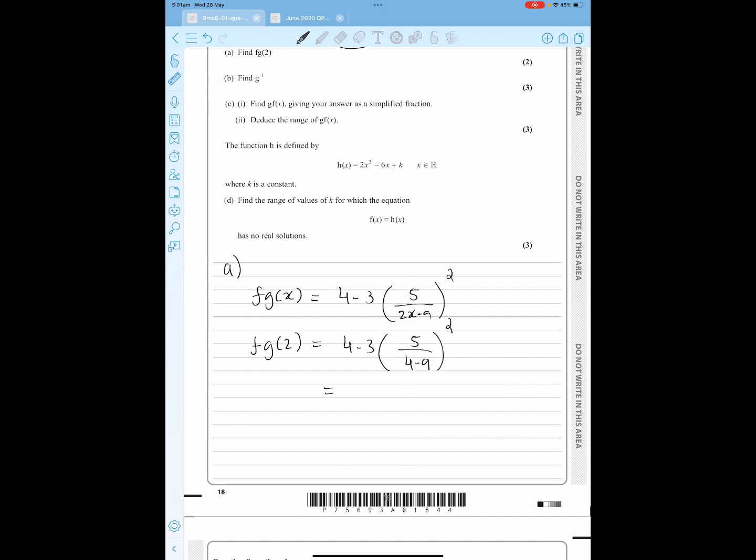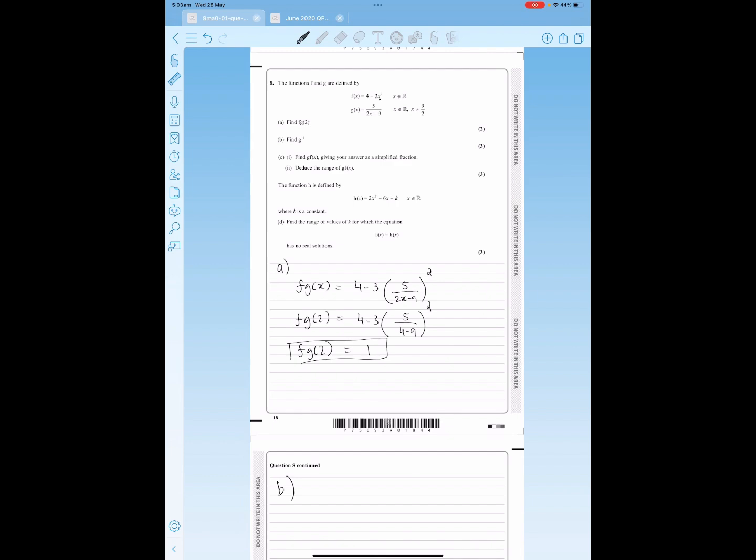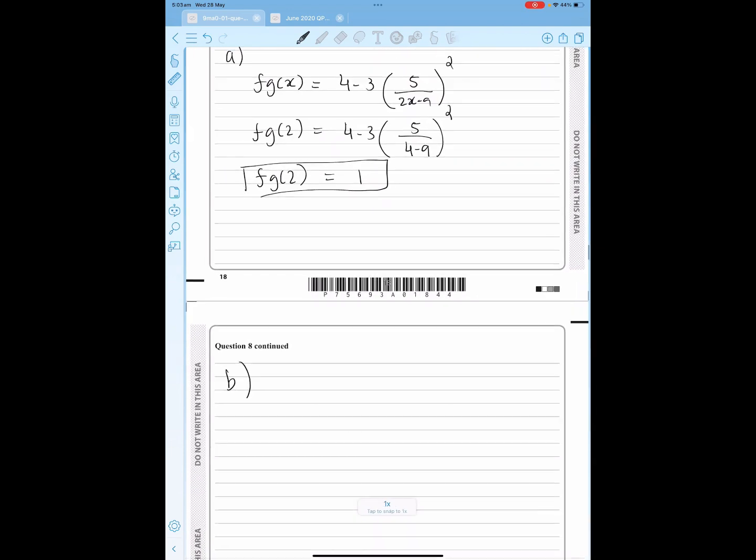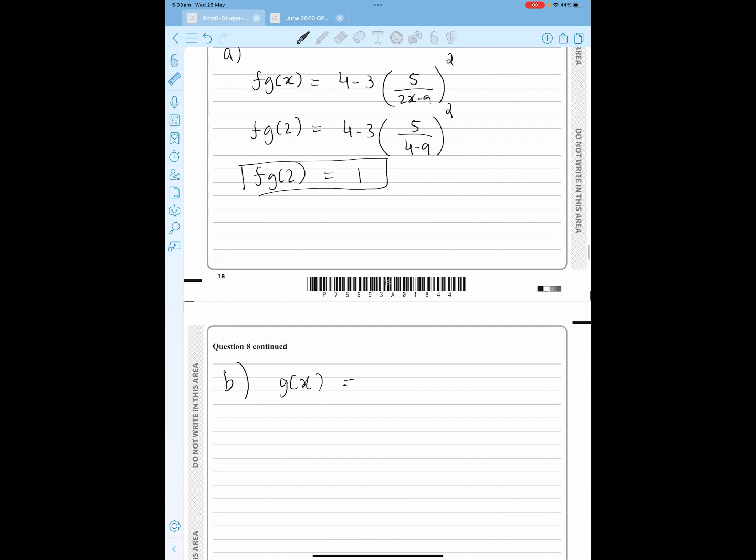And let me use my calculator. 5 over 4 minus 9, squared. We get 1. So fg(2) is 1. That's part A. Okay, 8b, it says to find g inverse of x. So let me just write down g of x is equal to 5 over 2x minus 9.